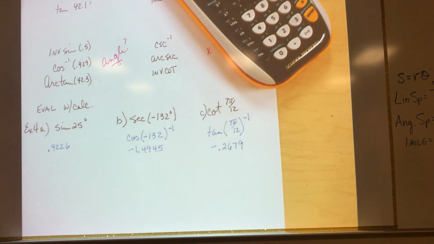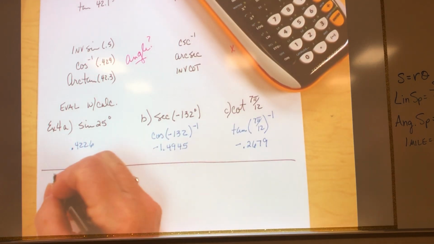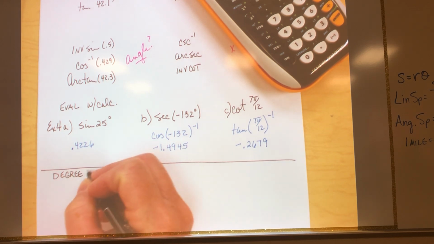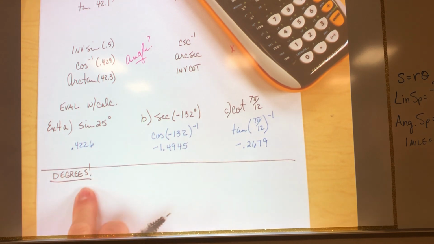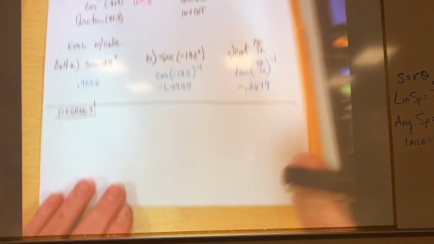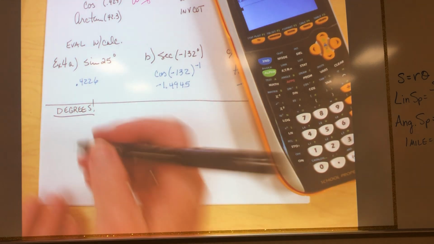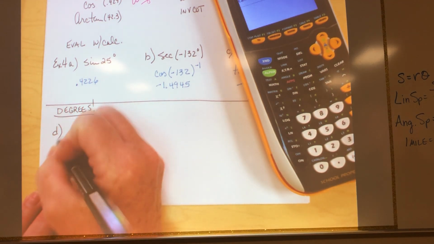And then we did some the other way. And I said when we do them the other way, I want your answer to be in degrees. And if I don't tell you, then I just want you to round off to 2 decimal places. So this is one of the ways that it could look.